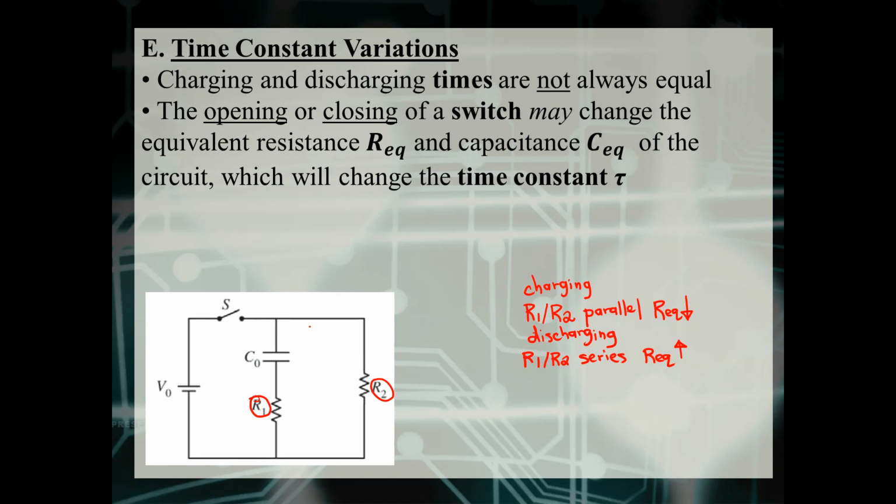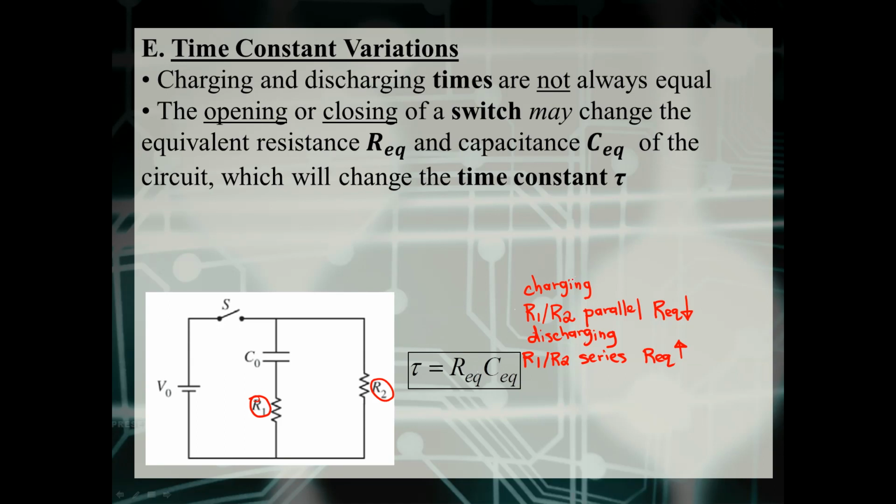And if you open that switch and the capacitor is discharging, then because there's only one branch for the current to move through, they're in series, which has an effect on the equivalent resistance. And if you change the equivalent resistance, you can also change the time constant. So our equation is tau is equal to Req Ceq.